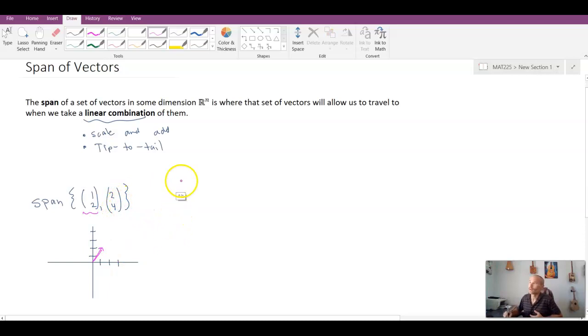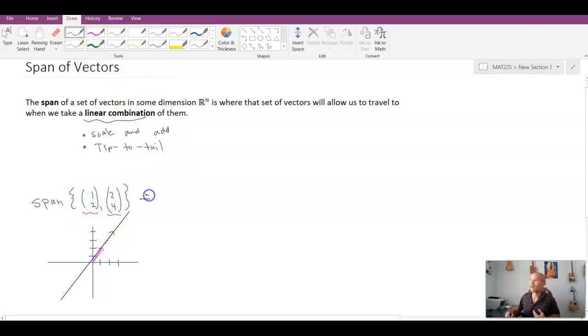The vector (2, 4), if you think about that, is really just double (1, 2). If you take (1, 2) and you double it, you get the (2, 4) vector. So that tells me that these 2 vectors lie on exactly the same line. And that means that the only places I can travel to are any locations along this line. This line has a slope of 2 to 1.